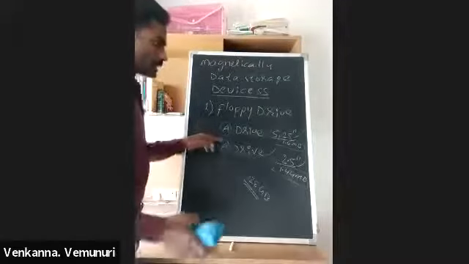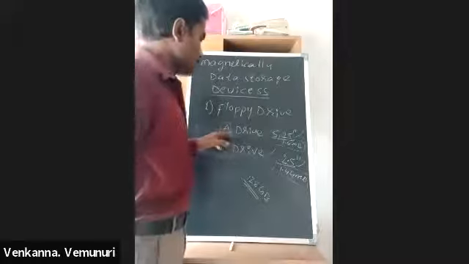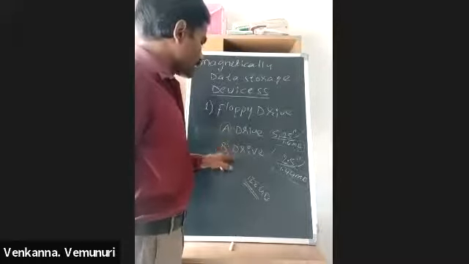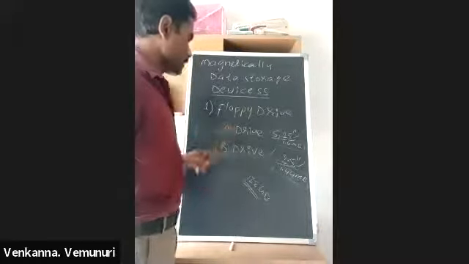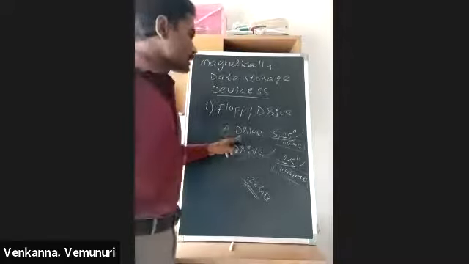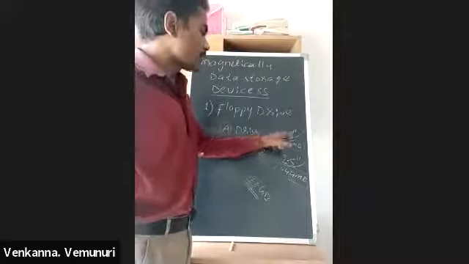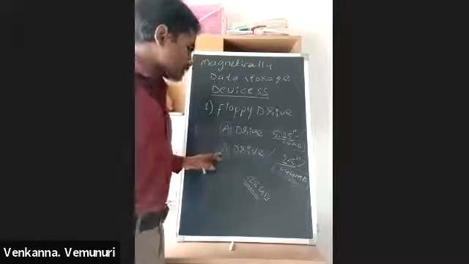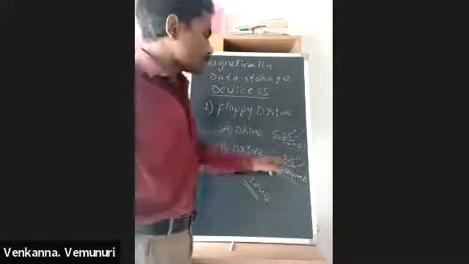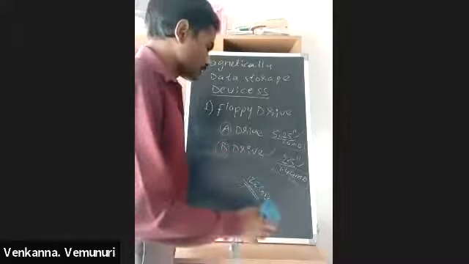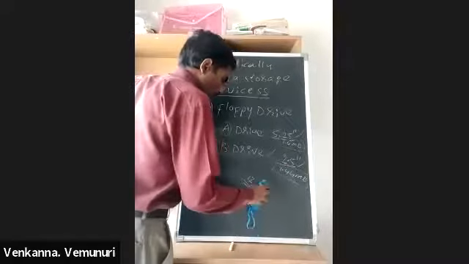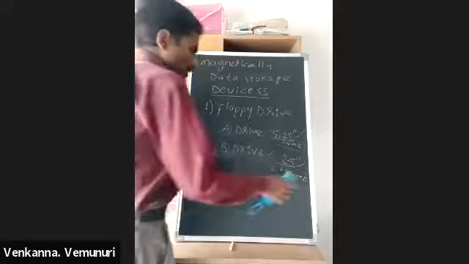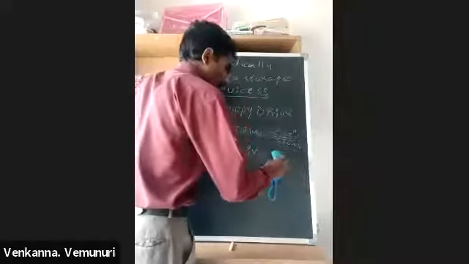This floppy drive is of two types: the floppy A drive and the floppy B drive. In the floppy A drive, we insert a 5.25 inch floppy disk, and in the floppy B drive, we insert a 3.5 inch floppy disk. These are the two types. This is a magnetic data storage device.